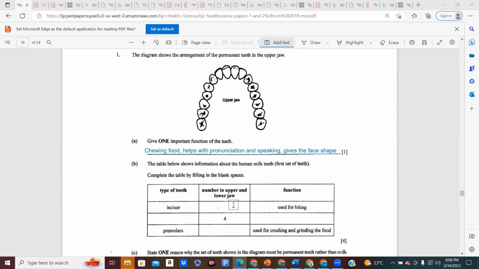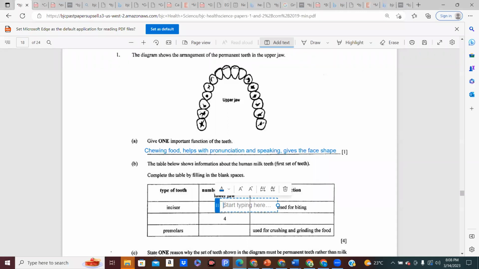Very good. So this is for the milk teeth. This is not for permanent teeth. How many incisors do you have for the milk teeth? Anyone know? It's used for biting. How many incisors do you have? 32? Is it 10? No. Nope. Is it 4? 6? No. Not 4. 6, Miss Petit? Nope. 8. Okay, I heard it.